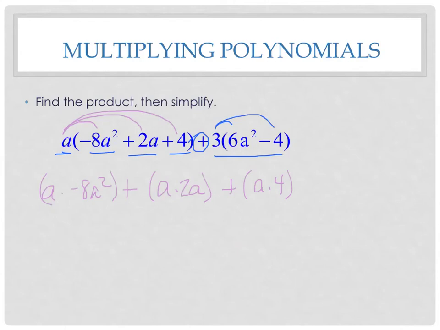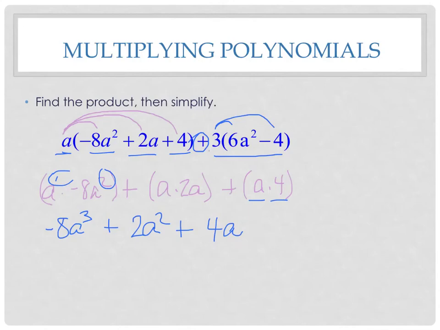So in cleaning that up, a times negative 8a squared would be negative 8a cubed. A to the first, again remember we add the powers. Plus 2a times a would be 2a squared, plus a times 4 would give me 4a. Then we're going to take a look at the second half of this.